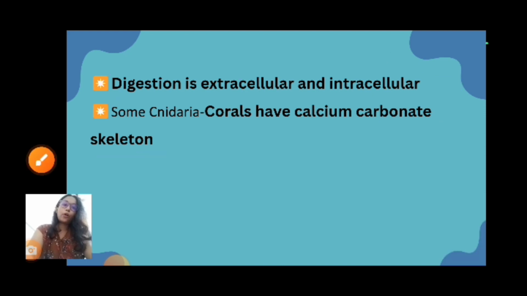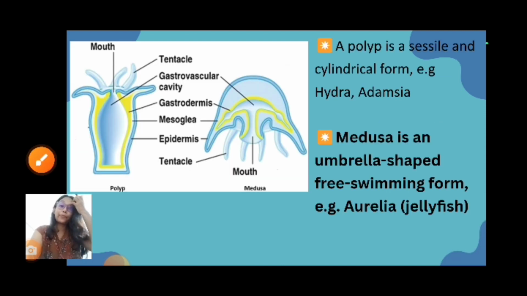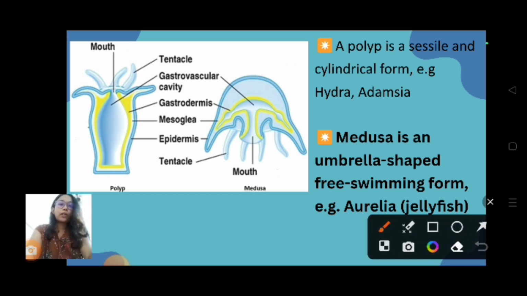Then moving on to the next slide. So this is very important. Coelenterates can be seen in two different forms: one is the polyp stage and one is the medusa stage. Polyp stage and medusa stage. In the diagram you can also see polyps and medusa.